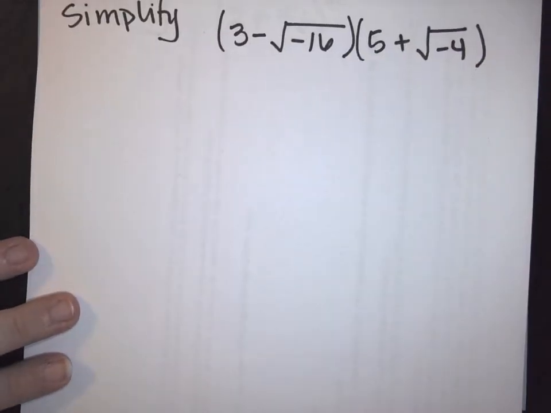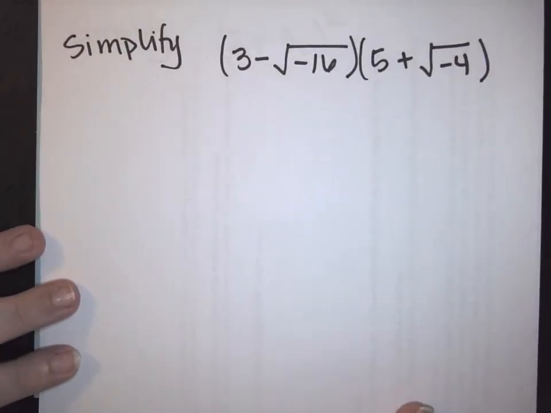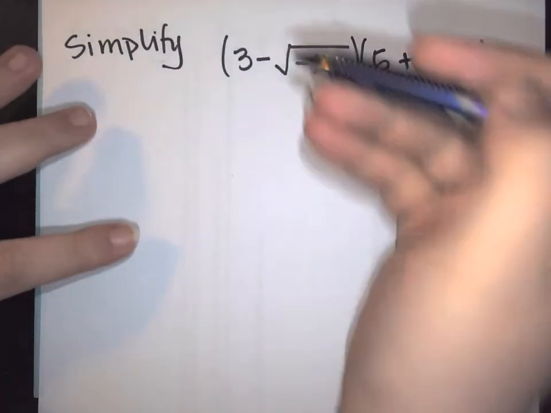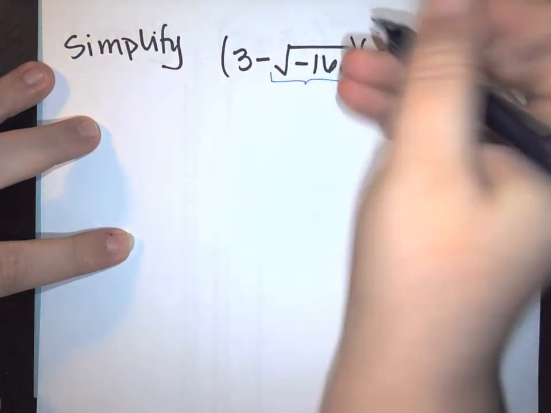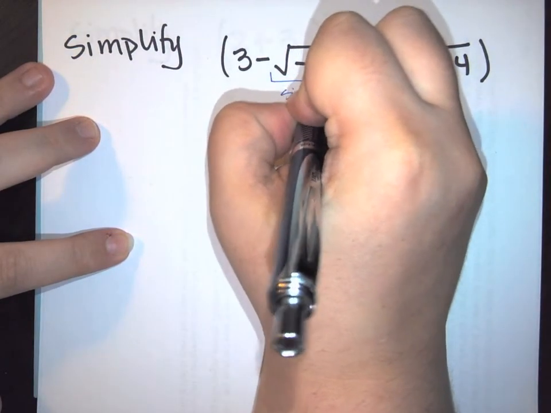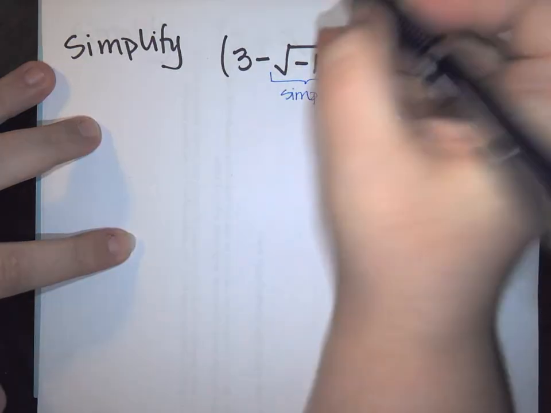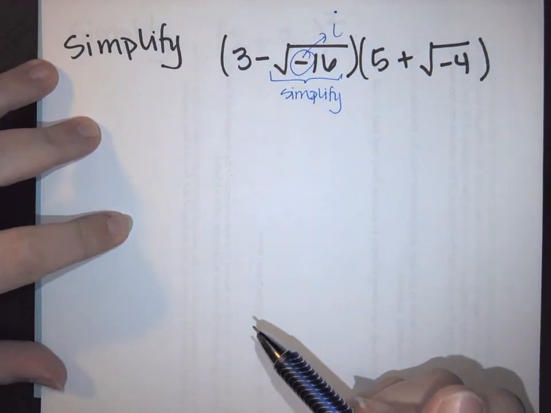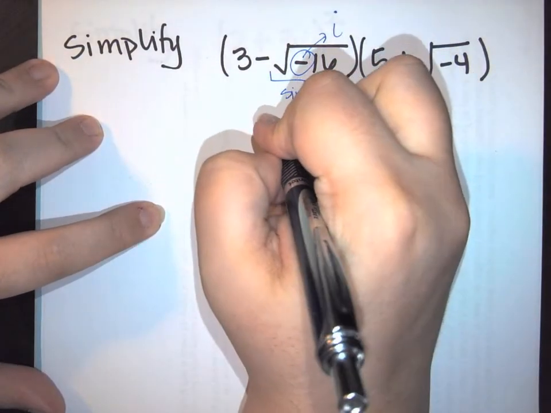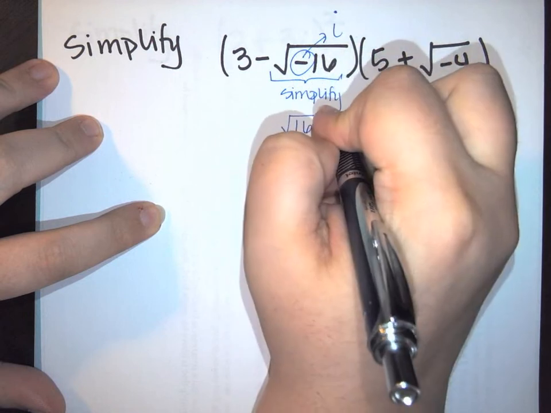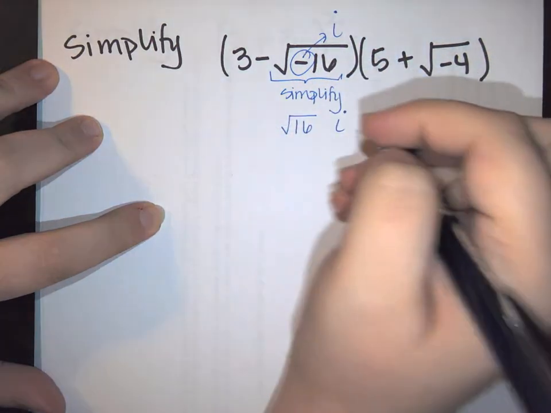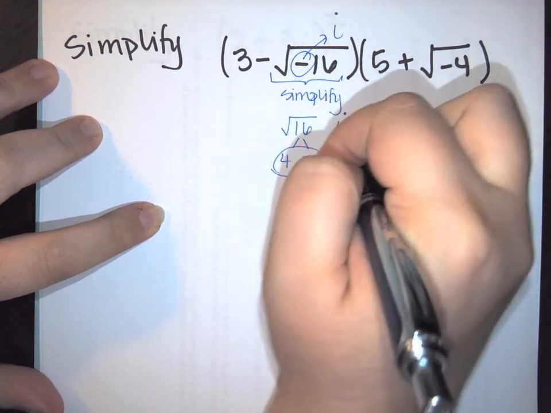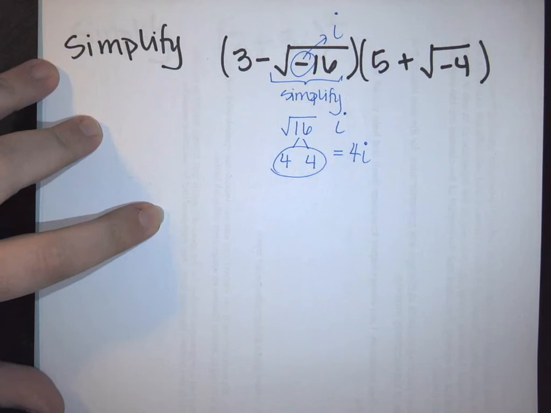Okay. Let's look at another one here. In this one, the first thing that we have to do is take care of the radical. So here we need to simplify, by remembering that the negative pulls out as the i. So what we are left with here is the square root of 16 with an i off the back. 16 is going to break down into 4 times 4. So this is going to equal 4i.